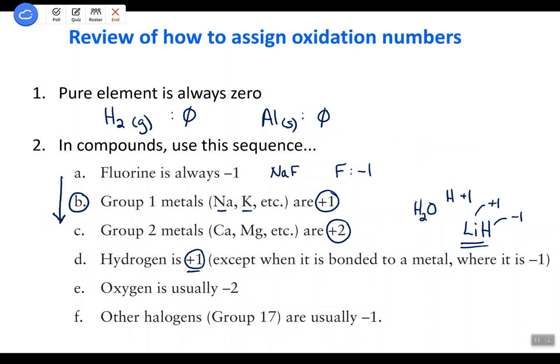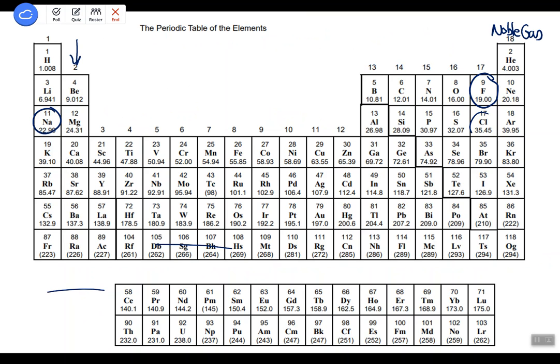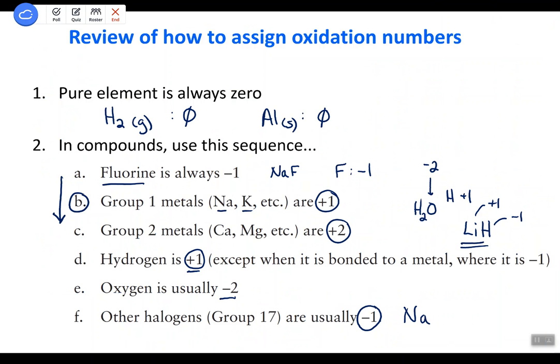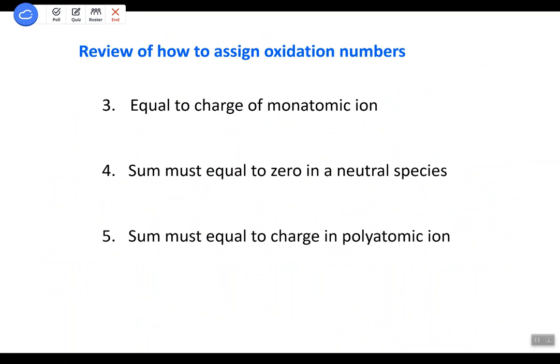Otherwise, hydrogen is +1. Oxygen is usually -2. In water here, oxygen would have an oxidation state of -2. The last rule in this sequence is that our halogens are usually -1. Fluorine is a halogen. It's already been assigned a -1 oxidation state. So now we're talking about chlorine, bromine, and iodine. So if we had sodium chloride, for example, chlorine is going to be -1. So nice and direct. Those are the first 2 rules.